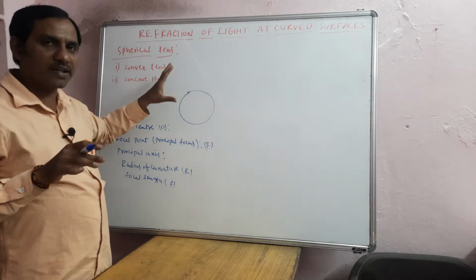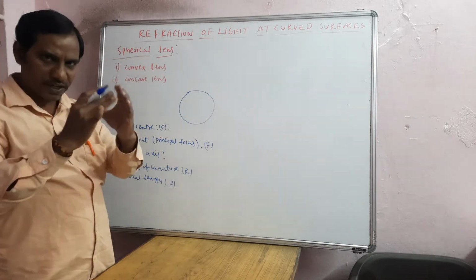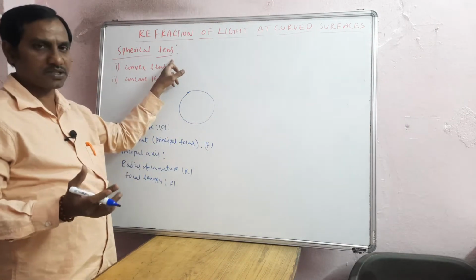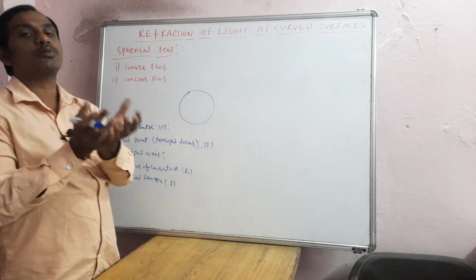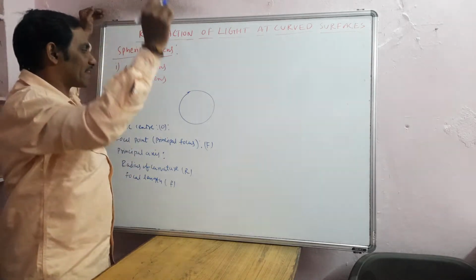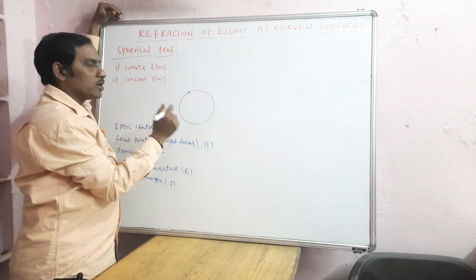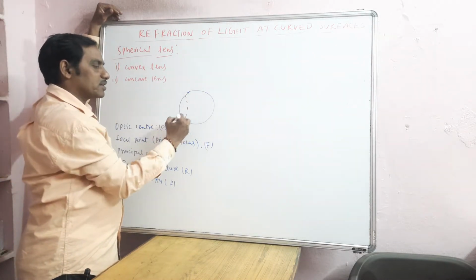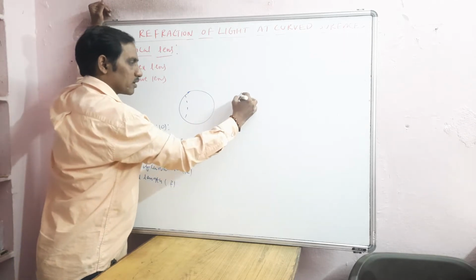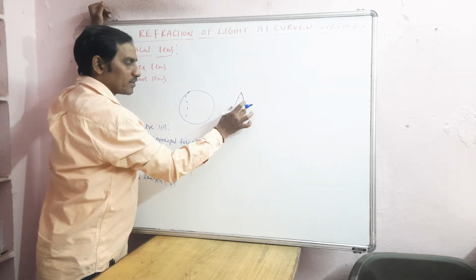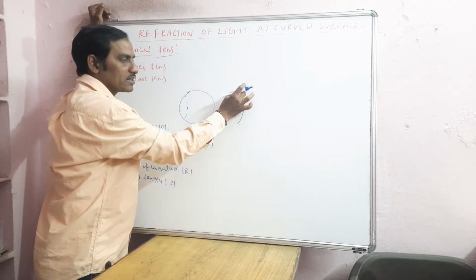So what are spherical lenses? These are refracting substances which are obtained from a sphere. For example, if you take a transparent glass, solid glass, not hollow, and you cut a part, then you will get a convex lens, which is the lens that is thicker in the middle and thinner at the edges.